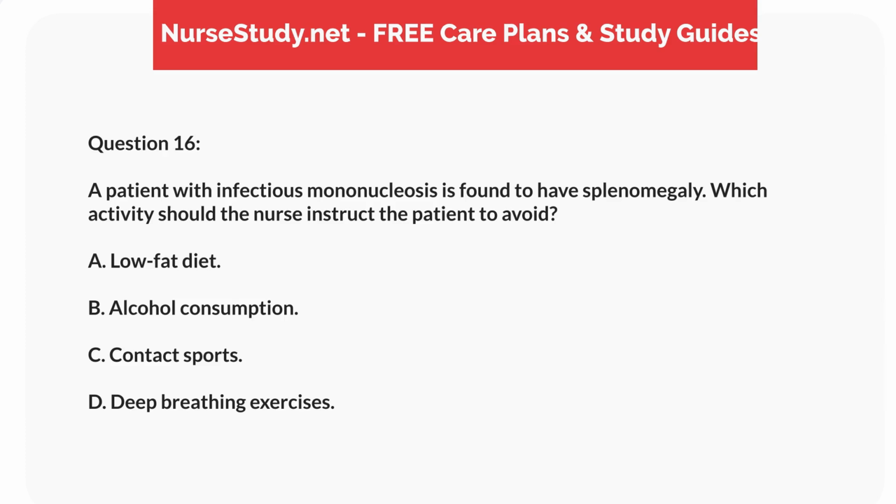Question 16. A patient with infectious mononucleosis is found to have splenomegaly. Which activity should the nurse instruct the patient to avoid?